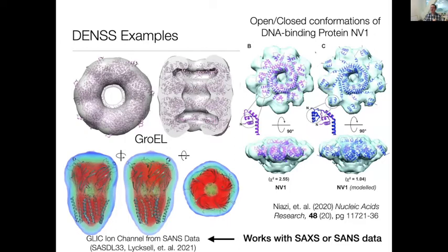This was a case with a DNA binding protein where you can actually see the small little hinge motion that they were able to model, and it improved the agreement with the atomic model and the scattering data. You can also, like I said, use this directly with SANS data. So this was a 5-fold symmetric ion channel generated with SANS data from the SAS-BDB.